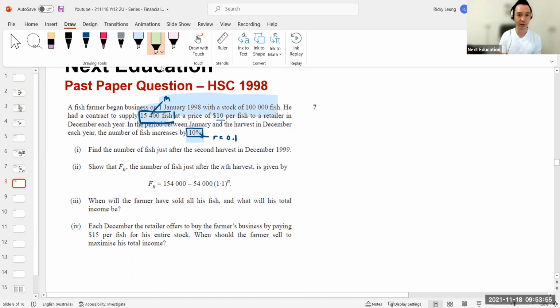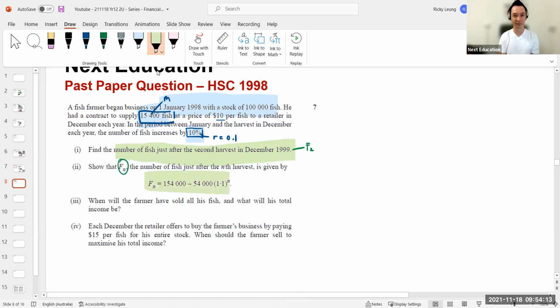So let's see what we have to do. Find the number of fish after the second harvest, so the end of the second year, 1, 2 years. This is effectively finding, now they're using F, F2. And then show that.